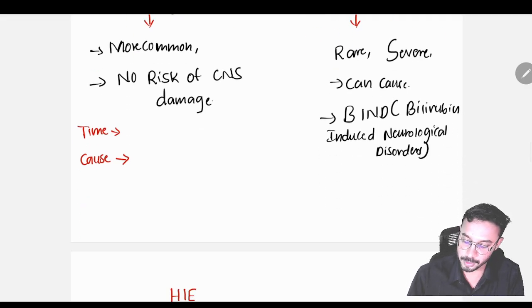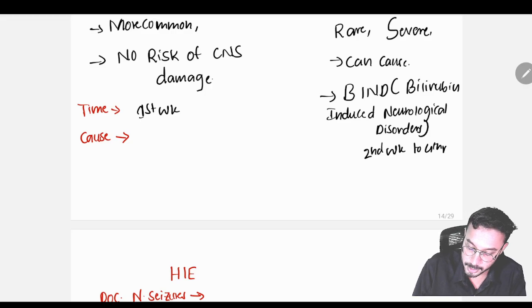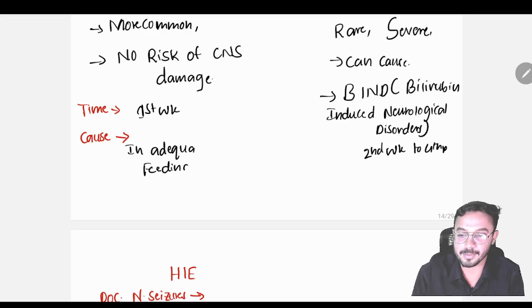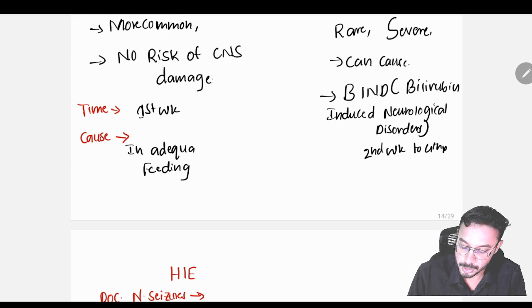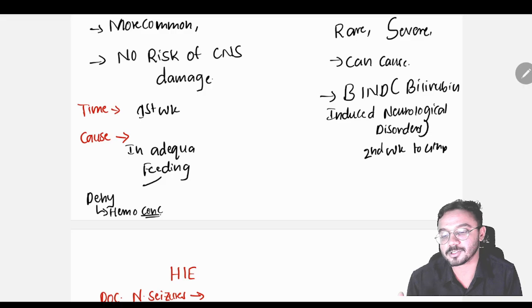Now the timing: here it's the first week, and here it's second week to fourth week. So what is the cause? Inadequate feeding. The mother is not feeding the baby, then you are going to get this. Why does it occur? If the mother is not feeding, there is dehydration. Dehydration leads to hemoconcentration. Whenever the hemoglobin concentration increases, automatically the jaundice level will also increase in the newborn.